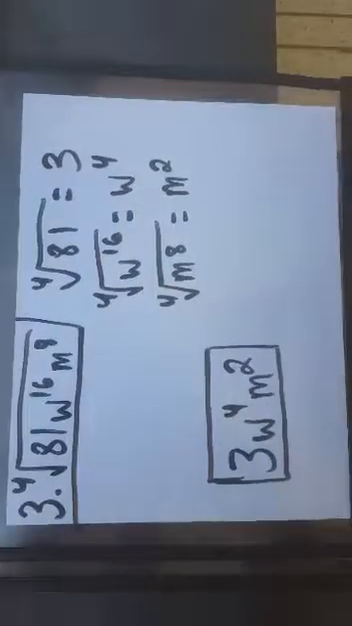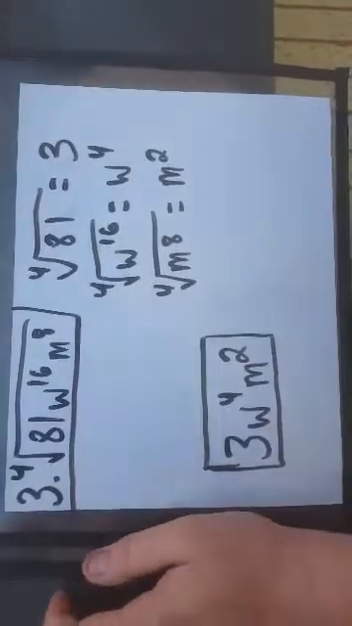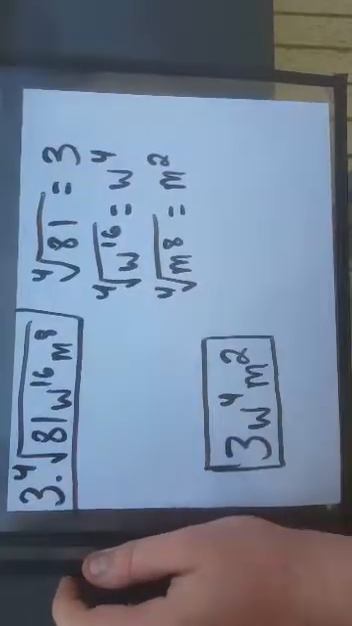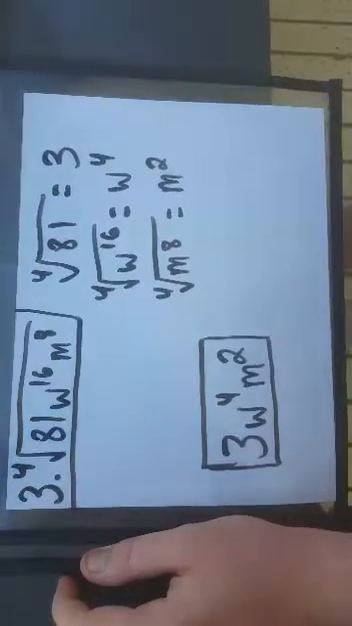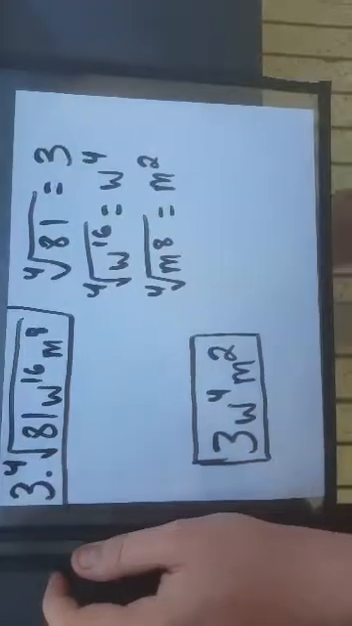Problem number 3, you have to take the fourth root of every number and variable. So first you take the fourth root of 81, which equals 3. Then you take the fourth root of w to the 16th, which equals w to the 4th. Then you take the fourth root of m to the 8th, which equals m to the second. Then you combine all answers to get 3w to the fourth, m to the 2.